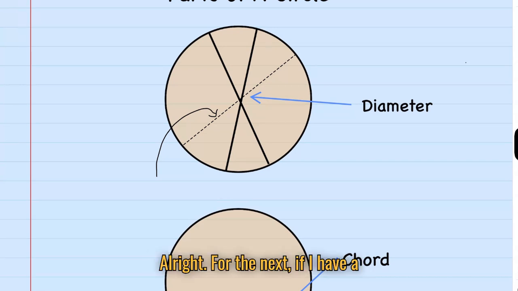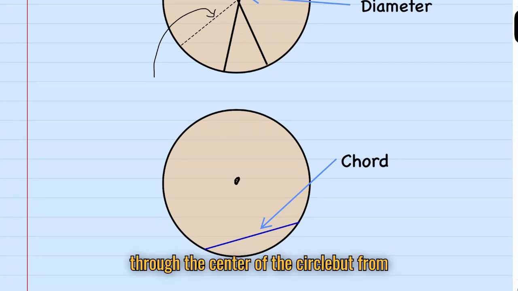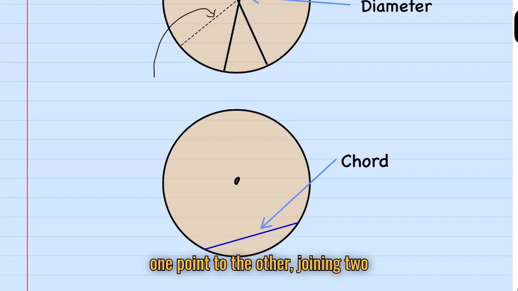All right. For the next, if I have a line which is going not through the center of the circle but from one point to the other, joining two points together, that line would be called a chord.